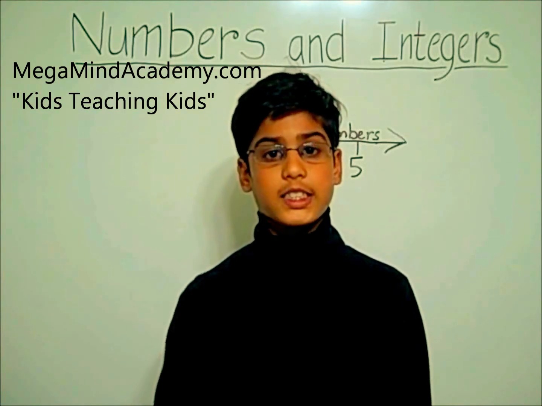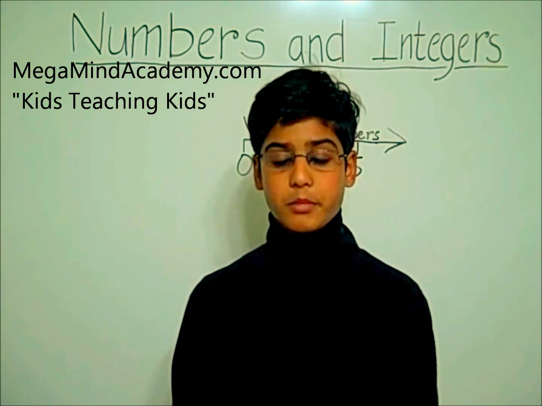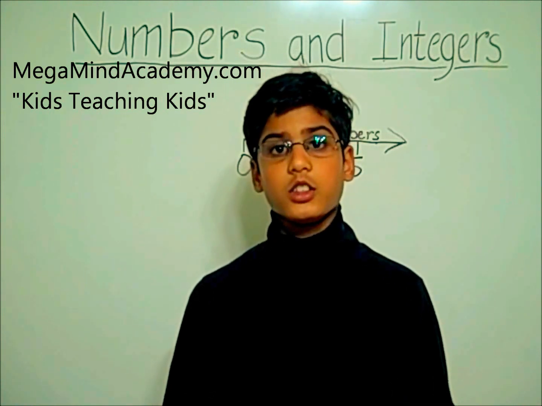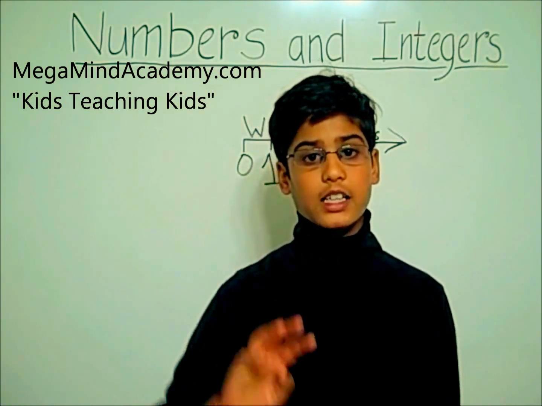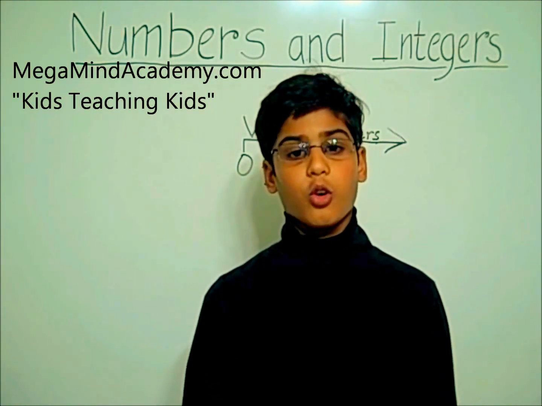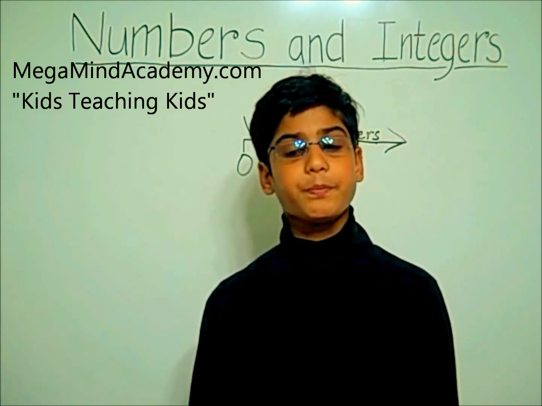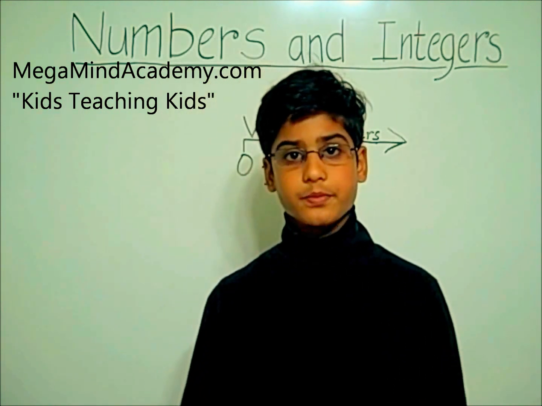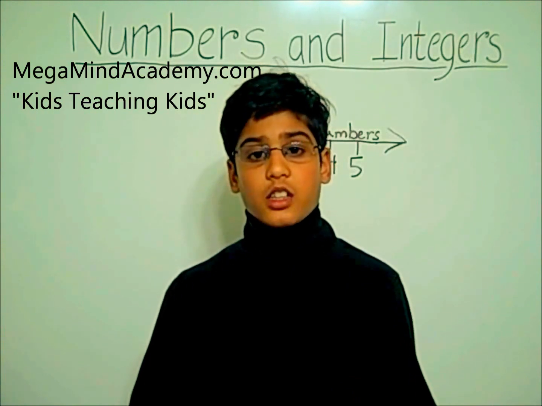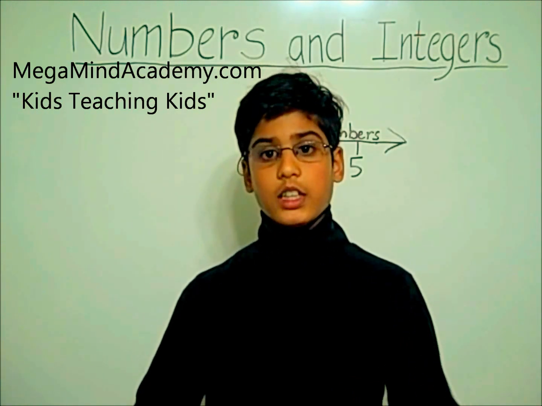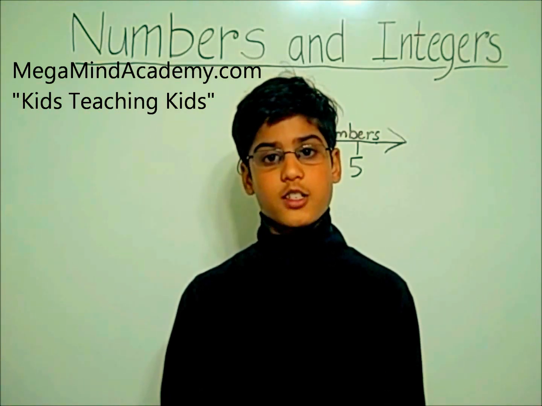Now let's learn about the second one, counting numbers. Counting numbers are the numbers that are 1 and above. So that would be like 1 candy, 2 candy, 3 candy, 4 candy, or 1 toy, 2 toy, 3 toy, 4 toy, and so on. So that means that counting numbers don't include 0, negative numbers or fractions.